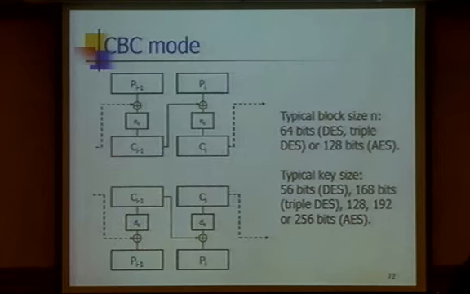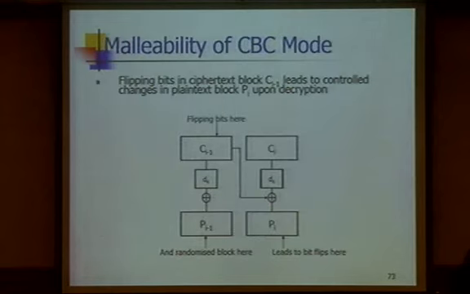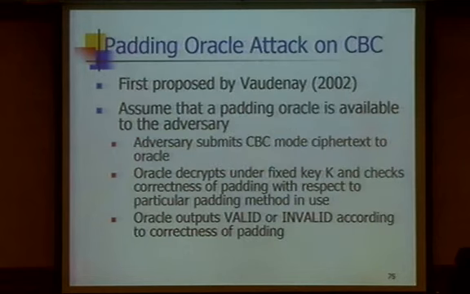As you know very well, this is the CBC mode of encryption. CBC mode of encryption has a malleability property. This means that if the attacker flips bits here in the Ci-1 block, then it leads to bit flips in the next block of plaintext here. We call this the malleability of the CBC mode. By using this property, in 2002, Vaudenay first proposed the padding oracle attack.